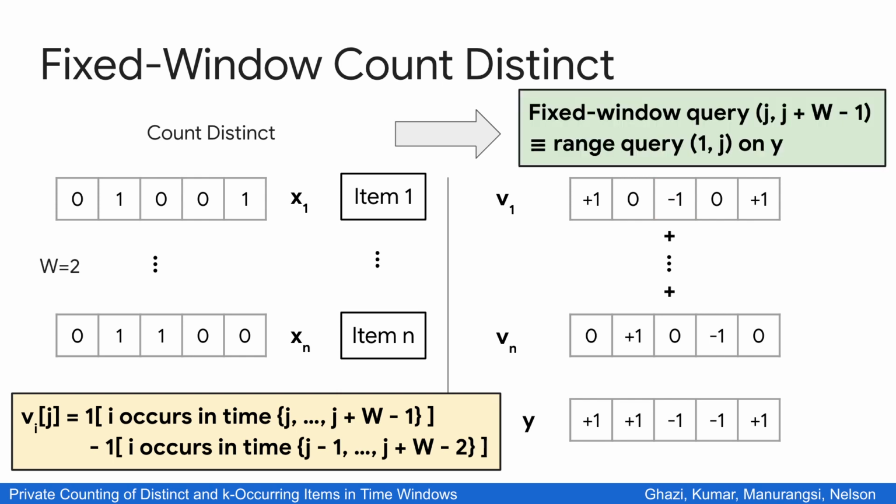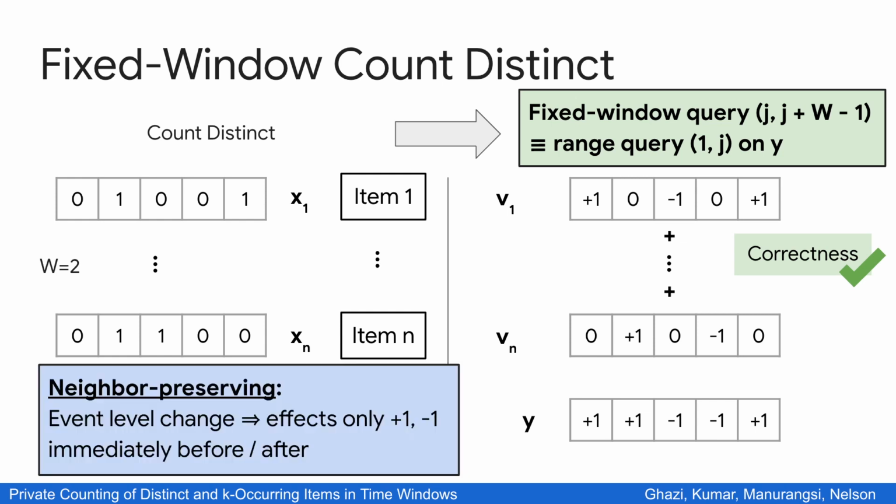Now, once we have constructed this structure, when we want to output a fixed window query from j to j plus w minus 1, we simply ask for a range query from 1 to j on y. And it is not hard to see that since we set each vi to be the subtraction of the answers of consecutive queries, all the middle terms cancel out, and we are left indeed with the fixed window query answer for j to j plus w minus 1 when we ask for a range query on y from 1 to j. So the correctness holds.